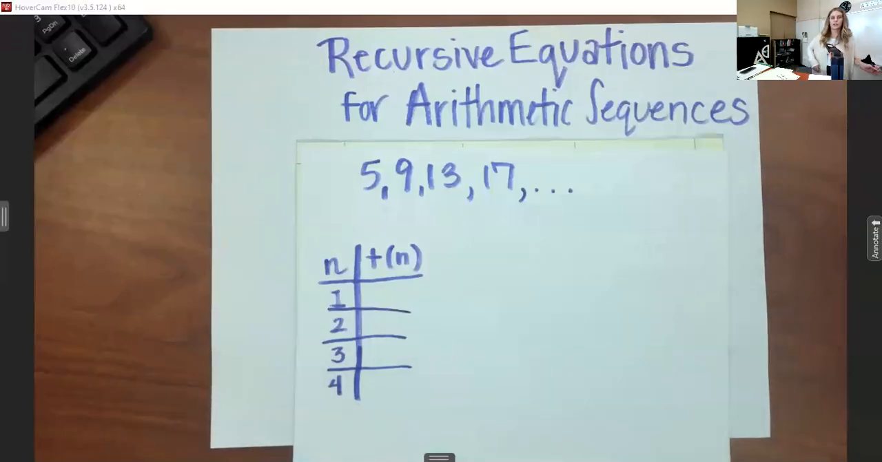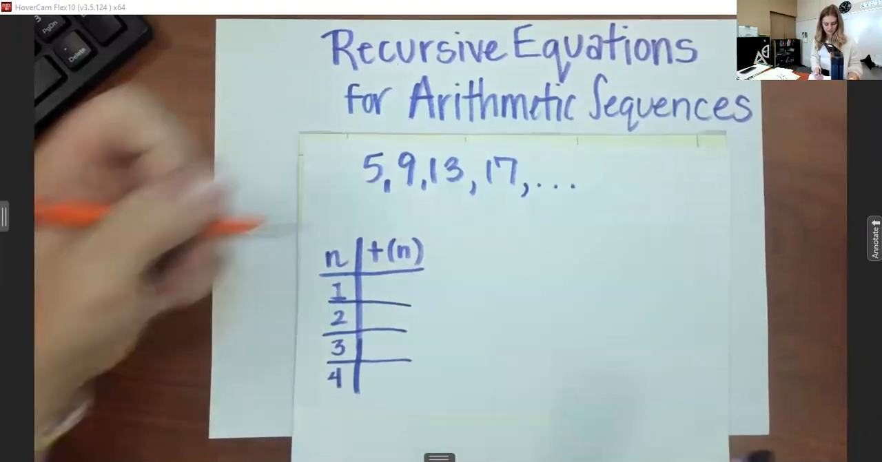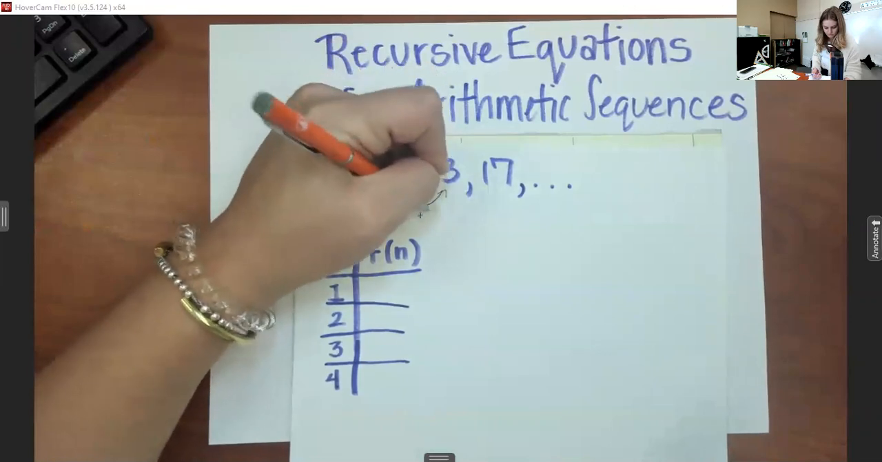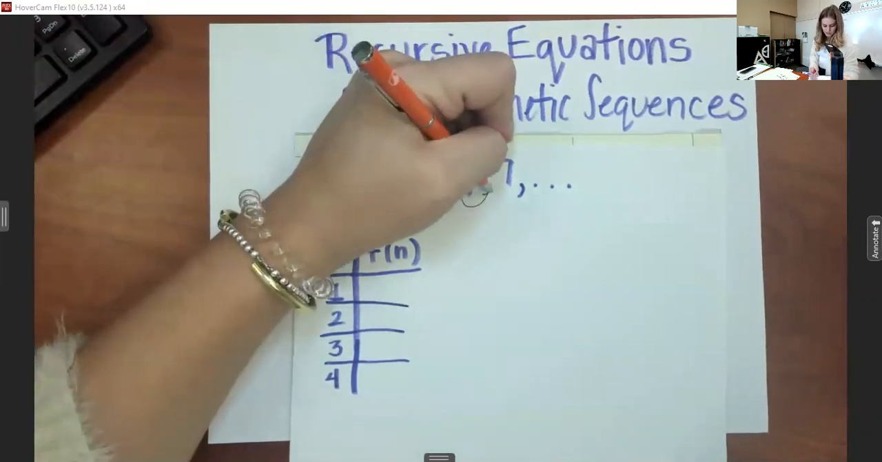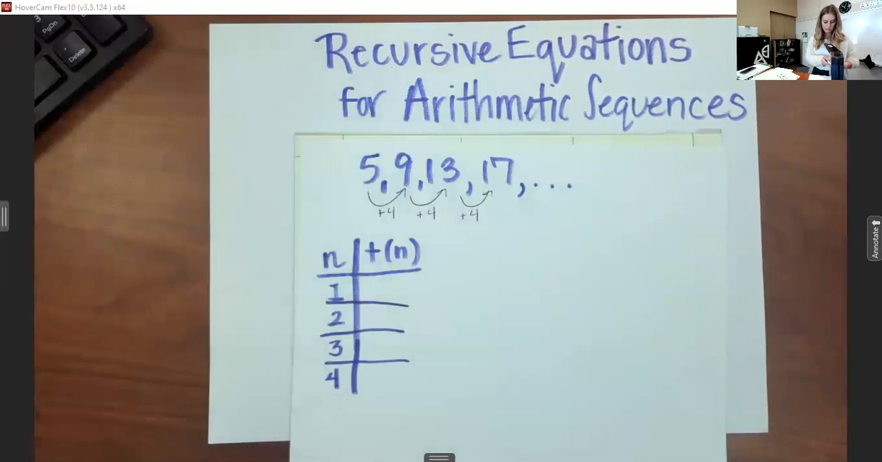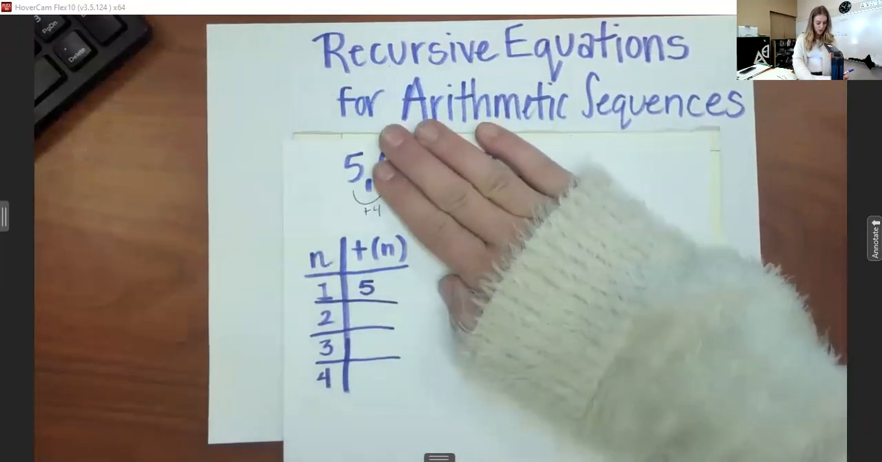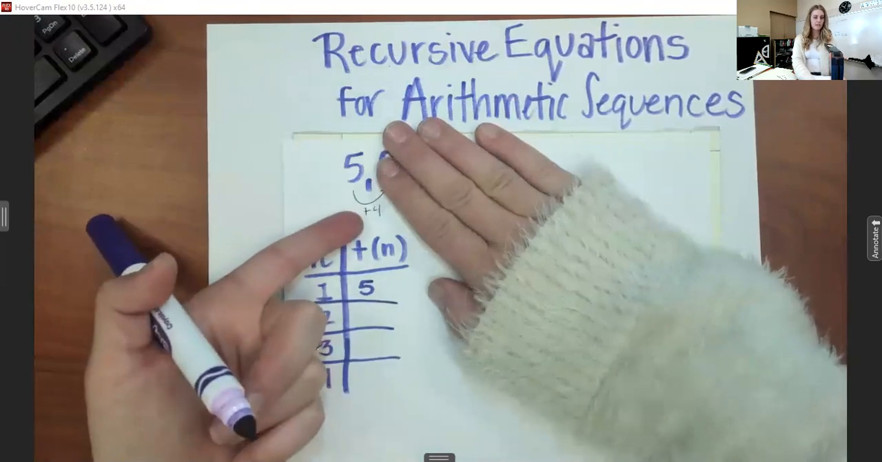Today we're going to talk about recursive equations for arithmetic sequences. So reminder, arithmetic means we have a common difference. And in this case, the common difference is going to be adding 4 each time. So the next term, you get the following term. All right, so let's say we only knew term 1 and the common difference of positive 4.